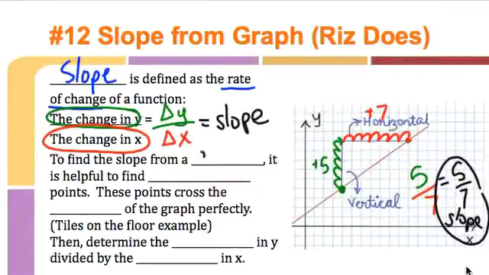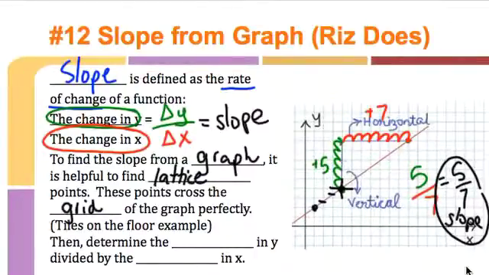To find the slope from a graph, it is helpful to find lattice points. Lattice points are specifically points that hit 4 squares. So if you're looking at this right here, that would be a lattice point. It hits 4 squares. This one only hits 2 squares, so it is not a lattice point. This one also only hits 2 squares. This one hits 4 squares, so it falls perfectly. These points cross the grid of the graph perfectly.